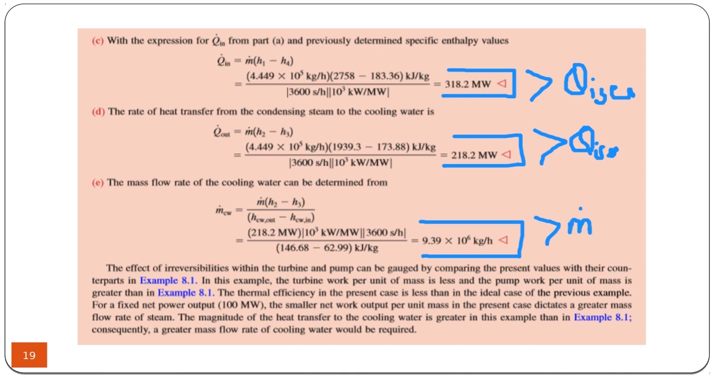So as you can see, because of the irreversibilities in the pump and the turbine, we have to use more cooling, more energy, and it's all because of the irreversibilities found in the turbine and the pump.